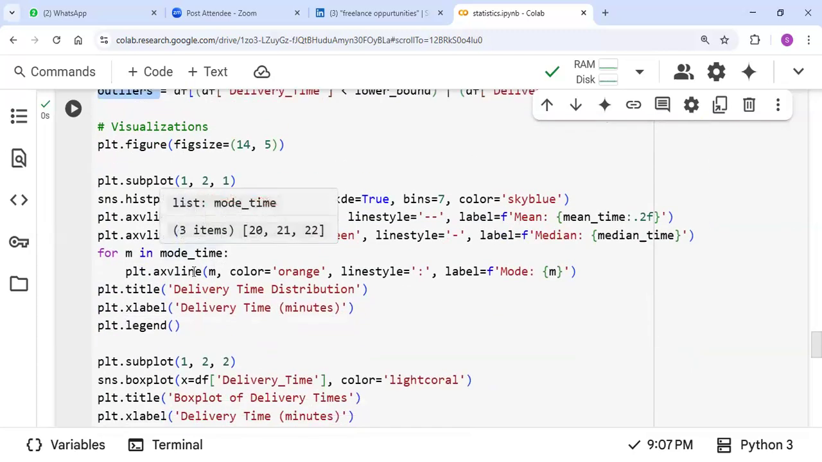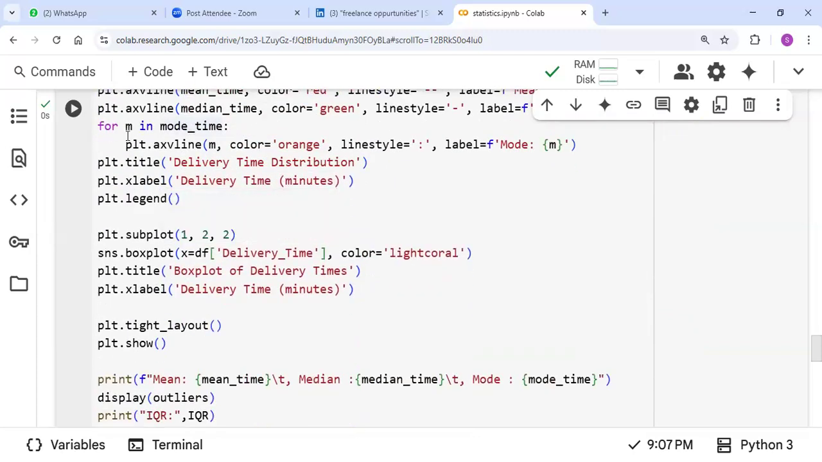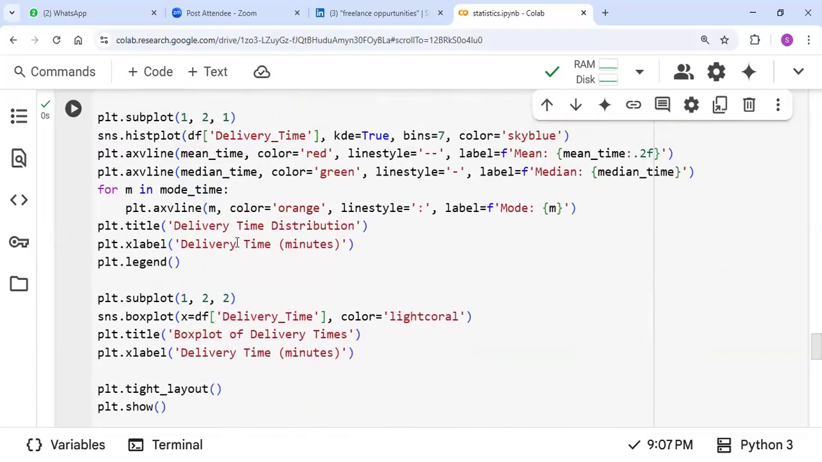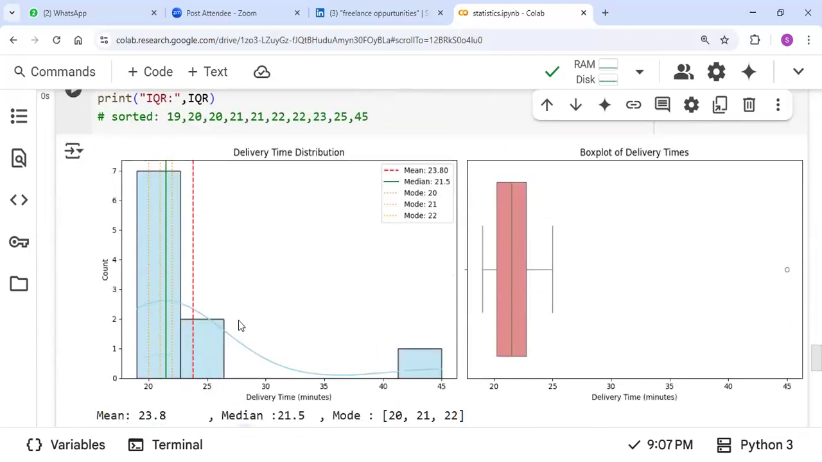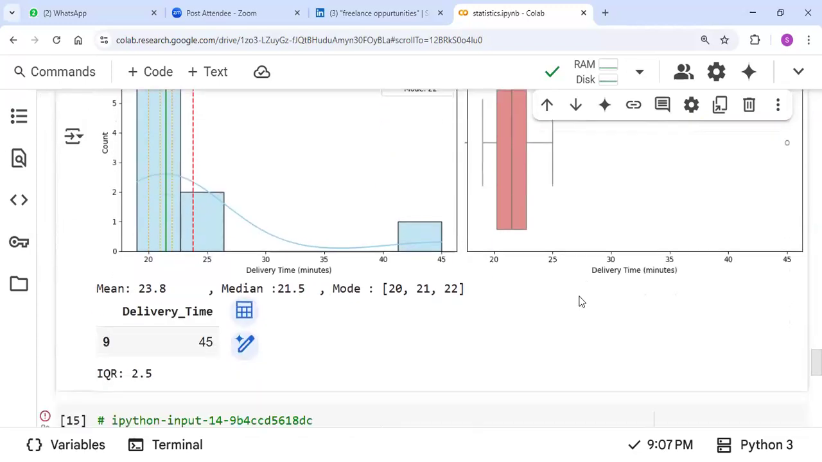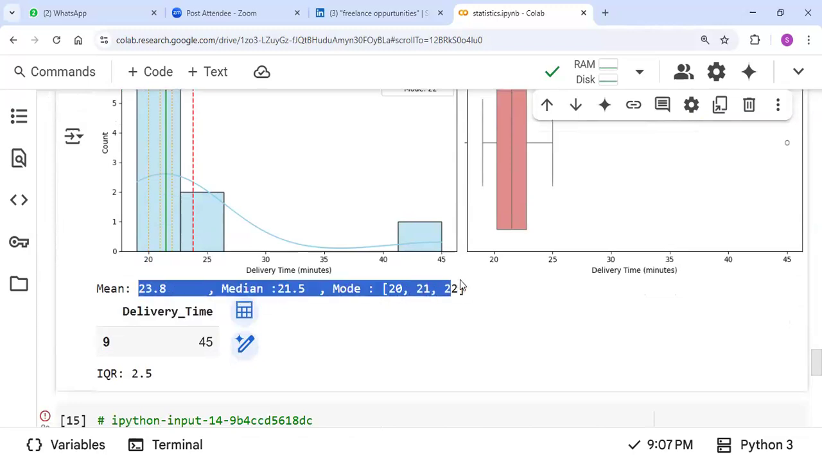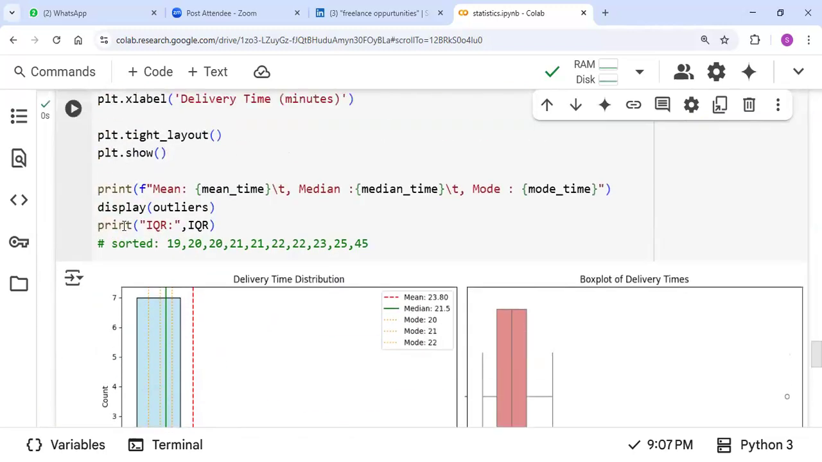That is what we are seeing in a visualized format. I'm displaying the box plot as well as the histogram with the distribution, along with the mean, median, mode. In the box plot you can see the outlier data for this particular data, right? I've displayed the mean, median, mode of it, and the delivery time, and which one is actually the outlier data.